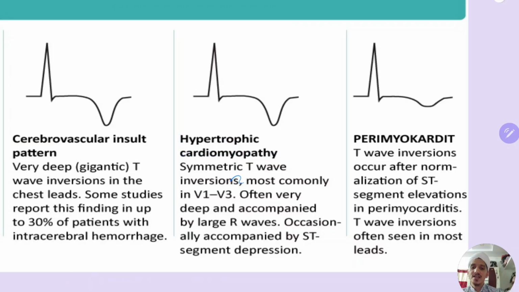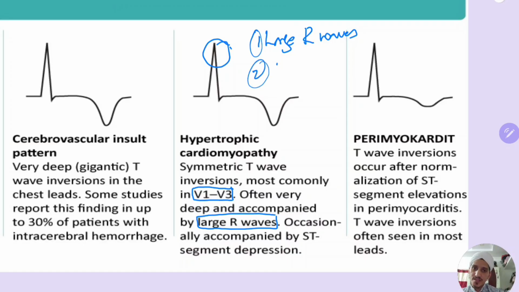So how will you differentiate that? The inverted T waves will be seen from V1 to V3, and there will be symmetric T wave inversion most commonly, and they will often be accompanied by large R waves. Large R waves indicate hypertrophy of the heart. So it is a combination of two: large R waves along with deep symmetric T wave inversion from V1 to V3.